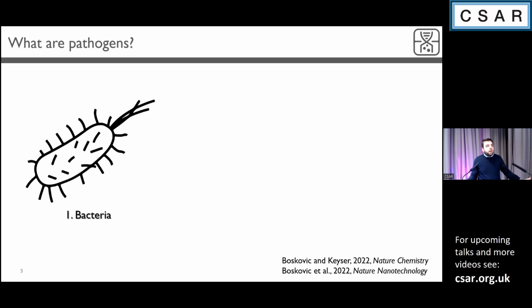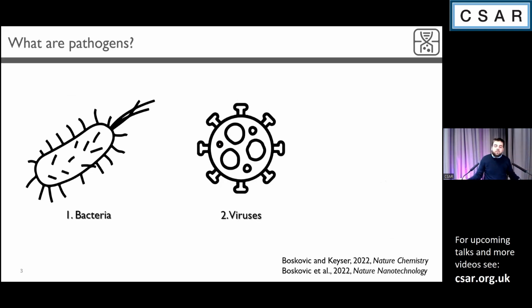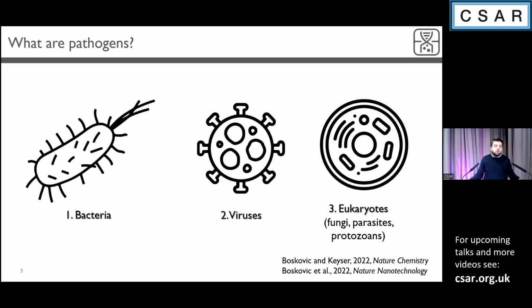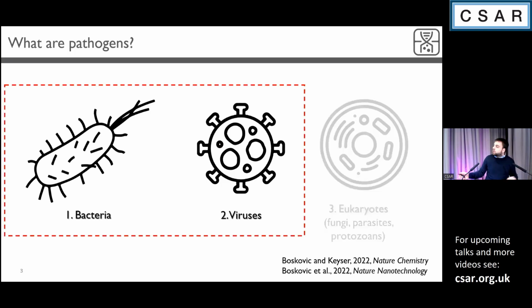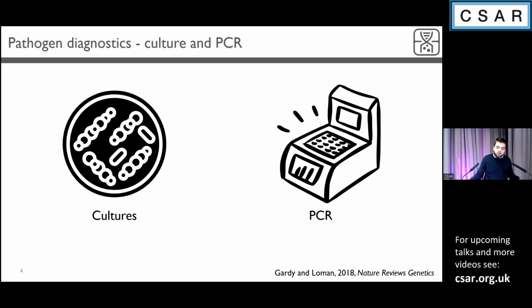When we talk about pathogens, most likely you have heard about bacteria and viruses, particularly COVID-19. I think we are now very familiar with viruses. The third type is malaria, more eukaryotes, as we call them, so parasites, fungi, and so on. In this talk today, I will focus on research that we have in these two papers that focuses on bacteria and viruses.